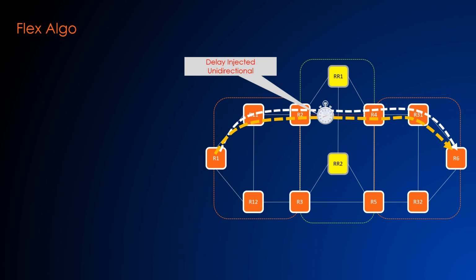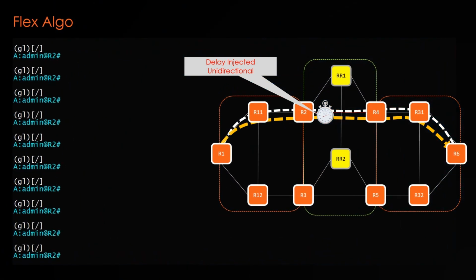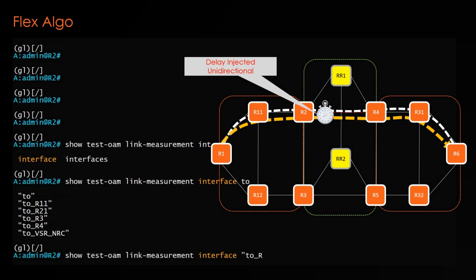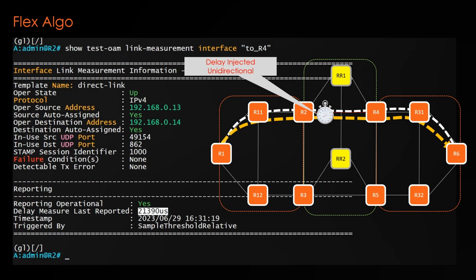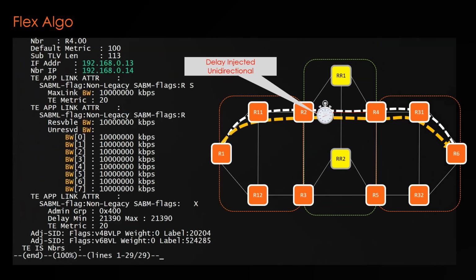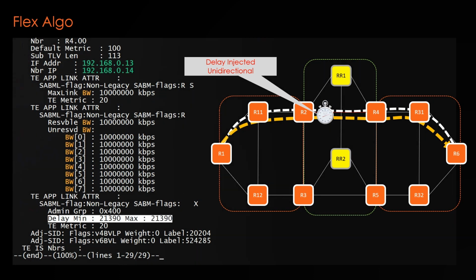So what I can do is inject a unidirectional delay between R2 and R4, and we'll see how the transition of the path happens once the delay is injected. When I check the link using the test OM link measurement between R2 and R4, the delay has already been injected, and it is advertising 20 milliseconds of unidirectional delay between R2 and R4. The same was advertised by ISIS to the neighbor. On the neighbor R2, R4, you will see that the delay minimum is 20 milliseconds unidirectionally.